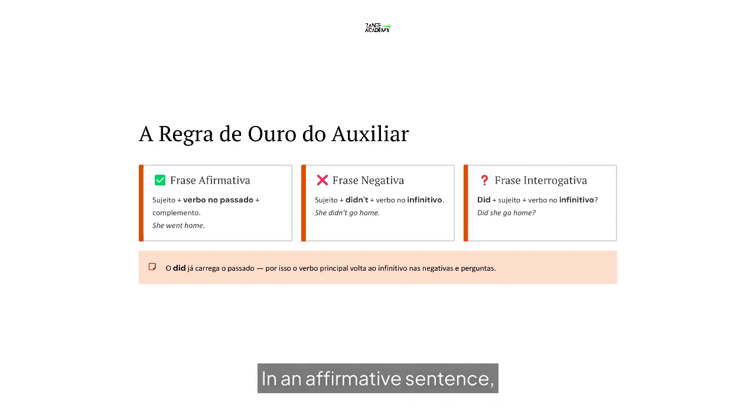In an affirmative sentence, the structure is straightforward. You start with the subject, followed by the past tense verb, and then any complements. For example, she went home. Here, the subject, she, is followed by the past tense of the verb go, which is went, and it's completed with home. This clear structure allows us to express completed actions effortlessly.